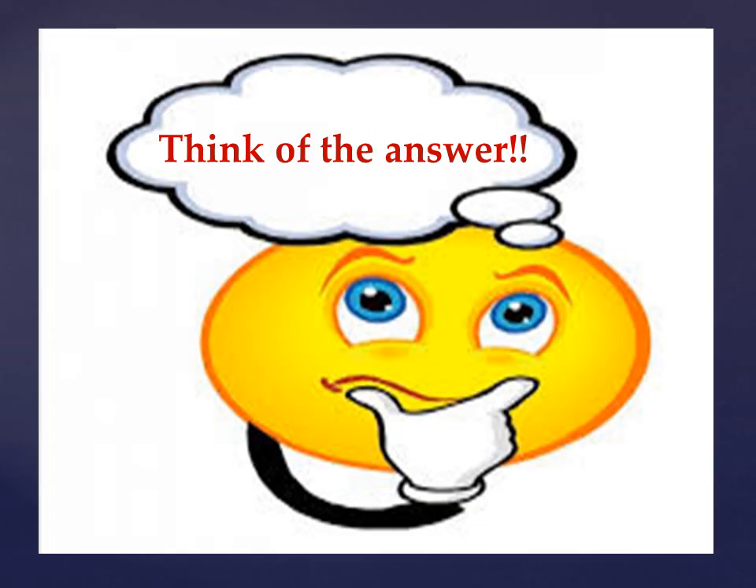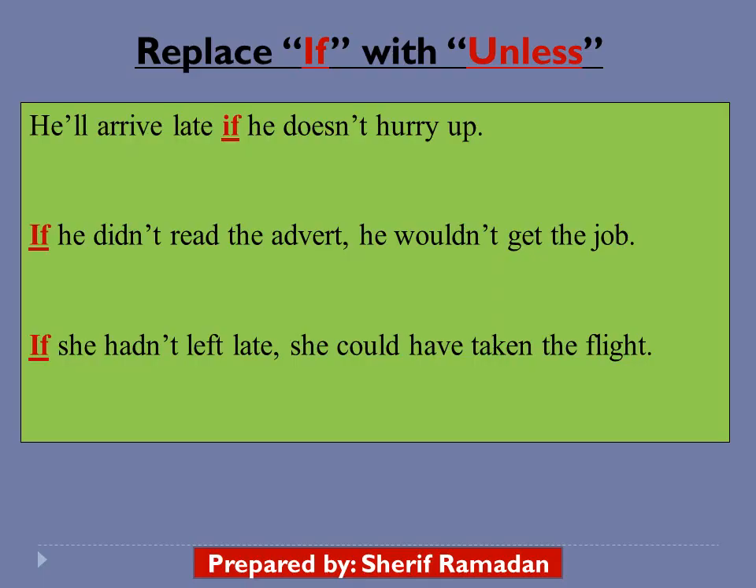Now let's think of the answer for the following questions. Replace if with unless. He'll arrive late if he doesn't hurry up. Now replace if with unless. The answer will be he'll arrive late unless he hurries up, because we change doesn't hurry to hurries.